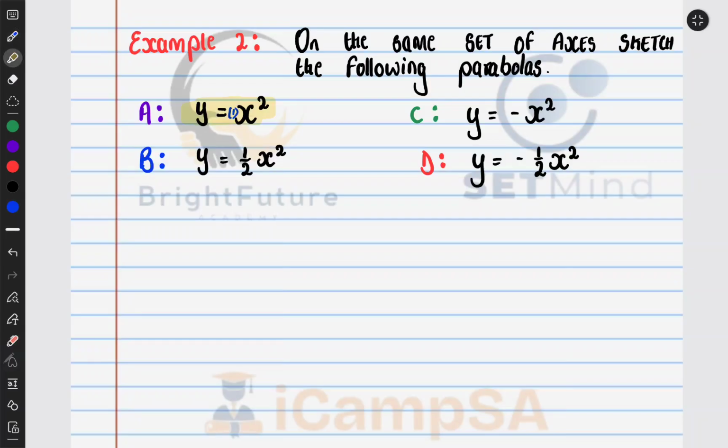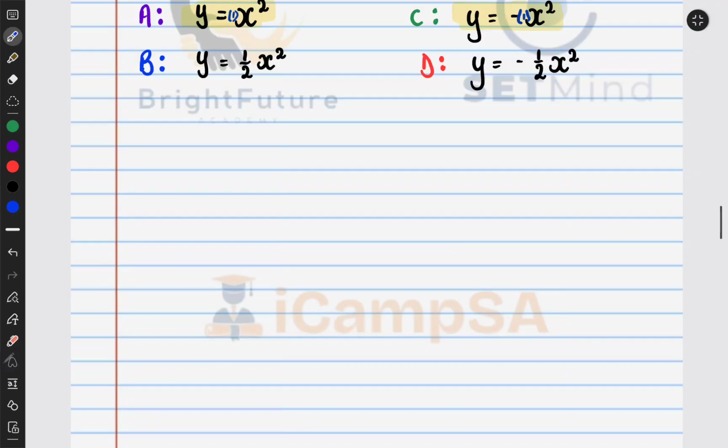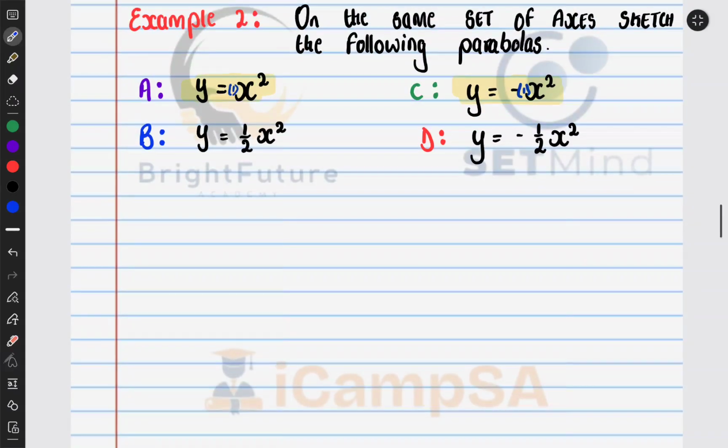And also function number c, y is equal to -x squared, has the coefficient of x squared as -1. Then we have the other ones, y is equal to 1/2 x squared and y is equal to -1/2 x squared, so let's see what happens when we change the sign of the coefficient of x squared. Let's just sketch function a and c first, and then we'll sketch function b and d.